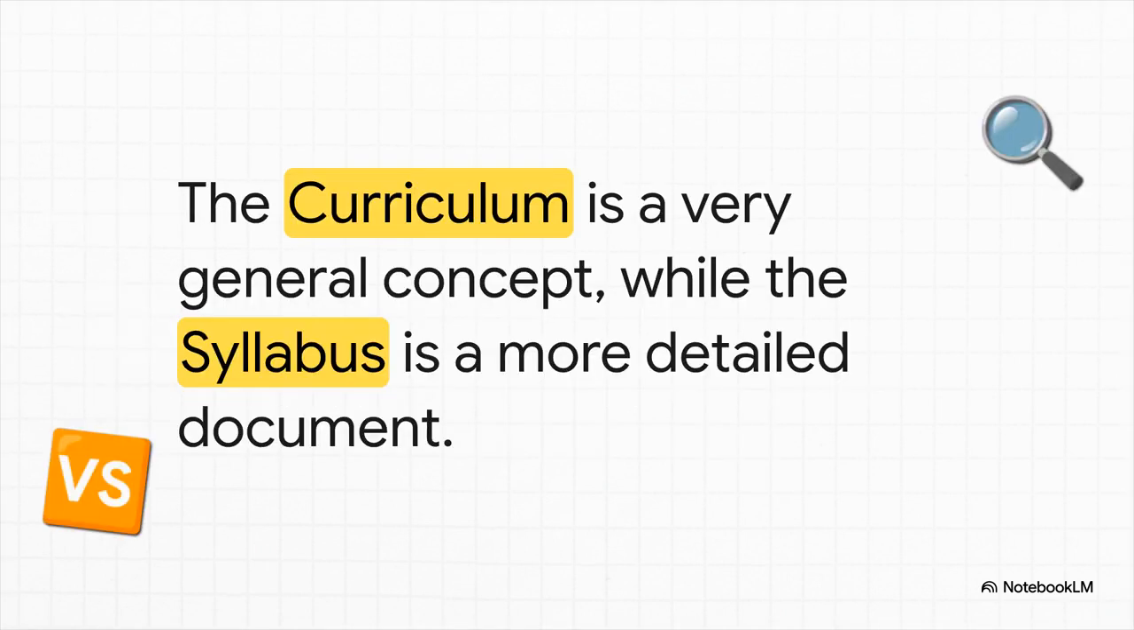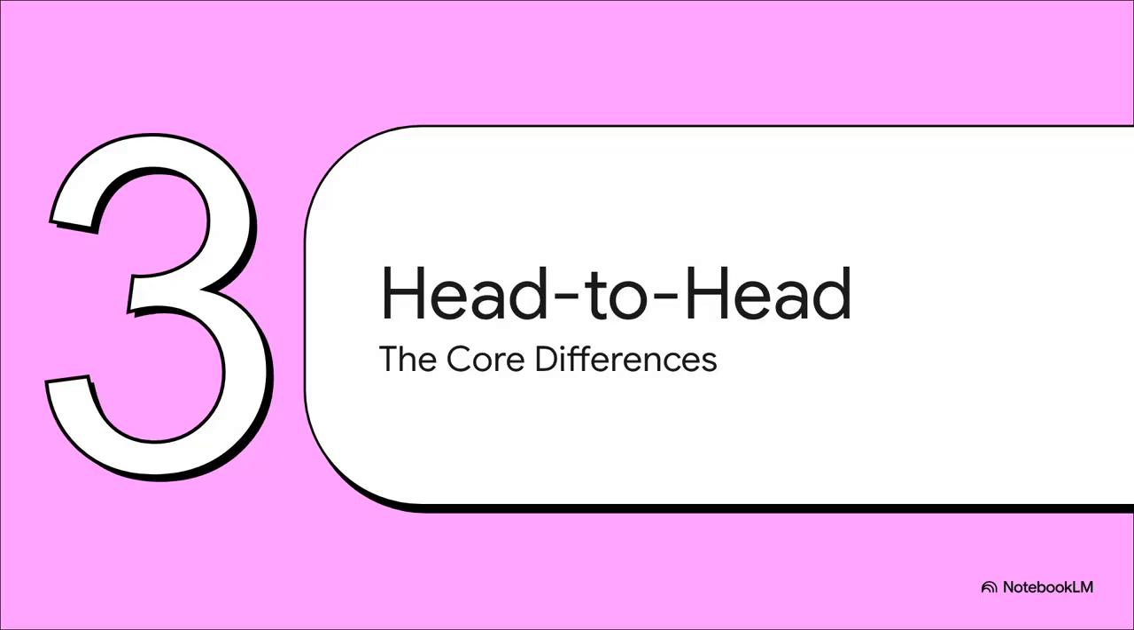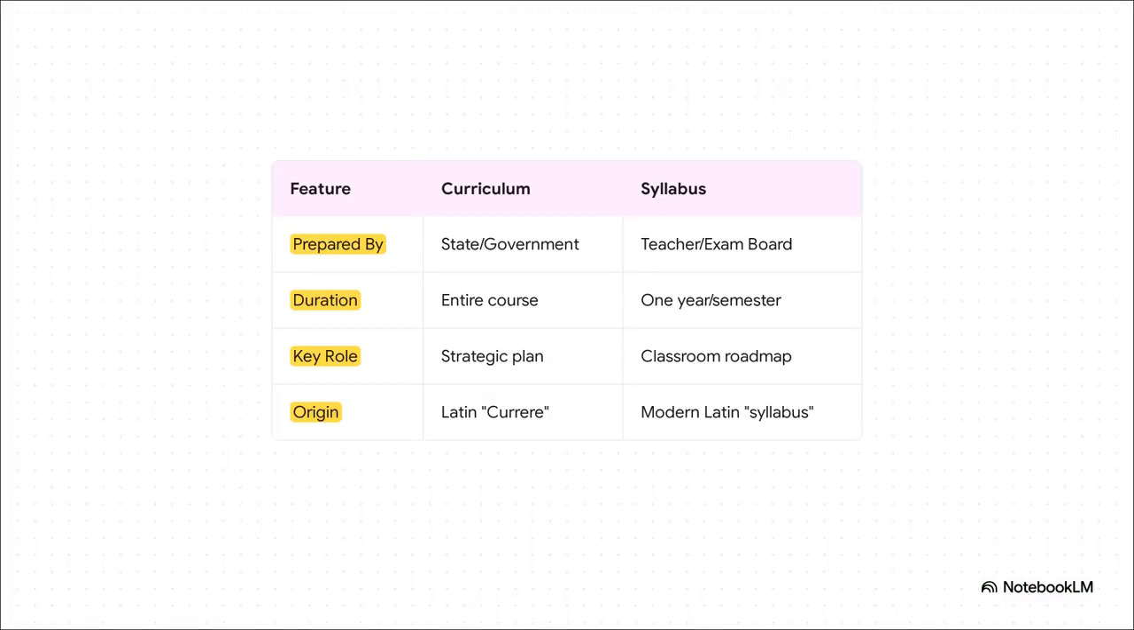So we've looked at them on their own, but the best way to really make this stick is to put them head to head and see how they stack up. This is where it all clicks into place. Let's break down the core differences in a way that'll make it pretty much impossible to mix them up ever again. I mean, this breakdown really tells the whole story, doesn't it? A curriculum is designed at this super high level by a government or a school board, and it spans an entire degree or program. It's the big strategic plan.